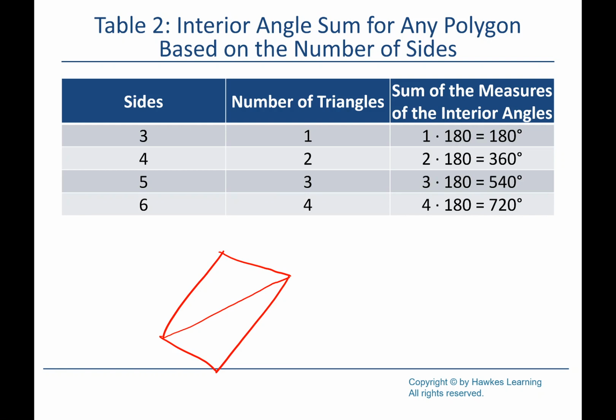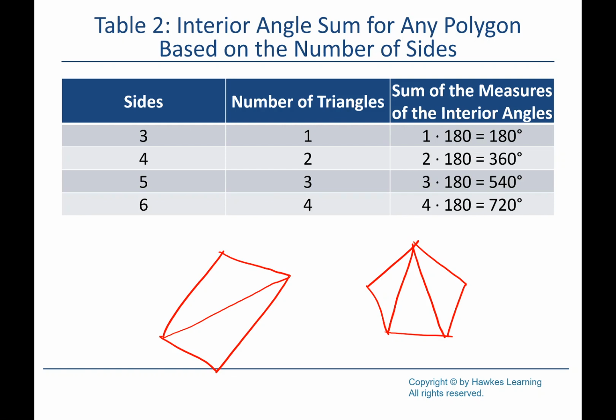If we go up to 5-sided, we get a total of 540 degrees. And again, we've got something 5-sided, we can split that into 3 triangles. So we did 3 times the 180 and get to 540. Our goal here is just to pick up on the pattern, because we want to be able to have some figure with some number of sides and be able to figure out, if we add all the interior angles up, what are we going to get.